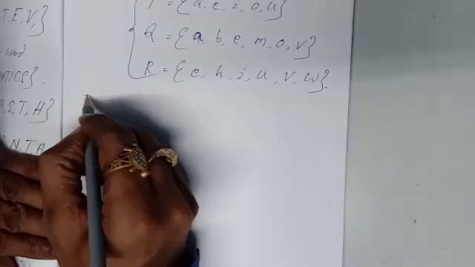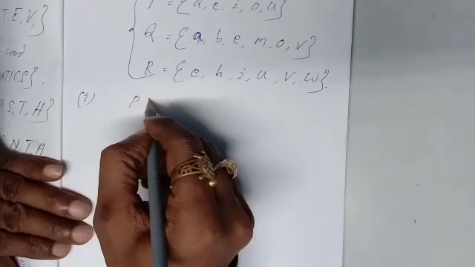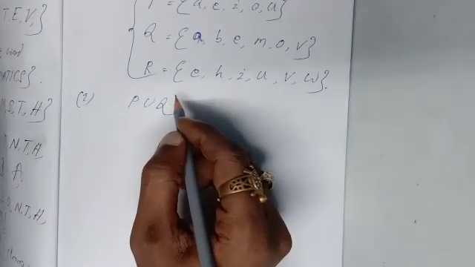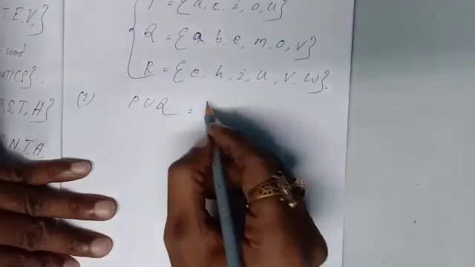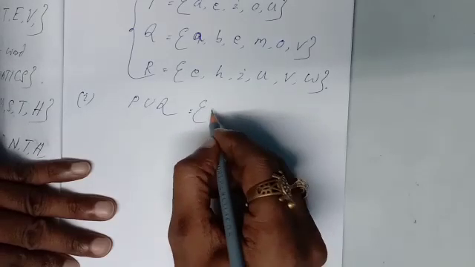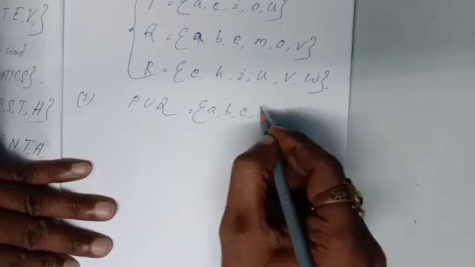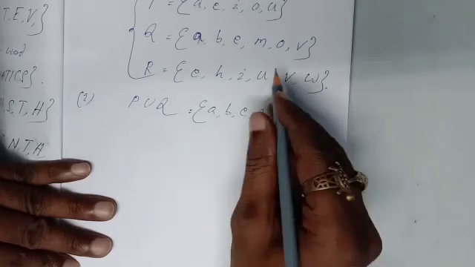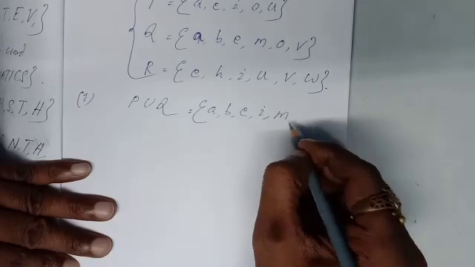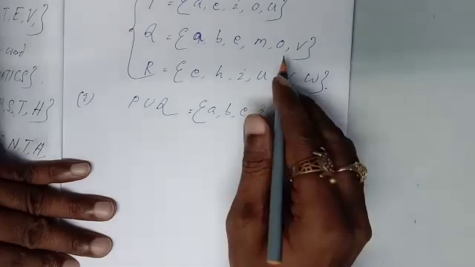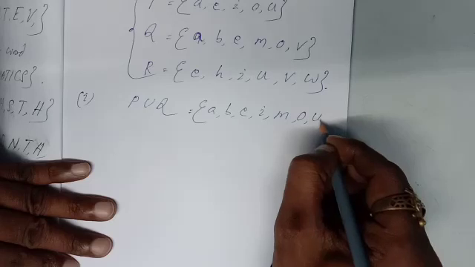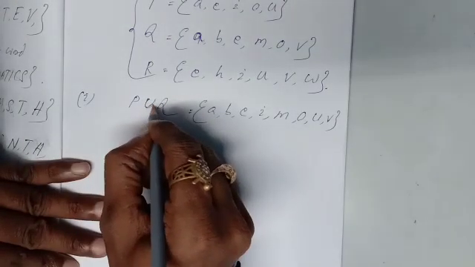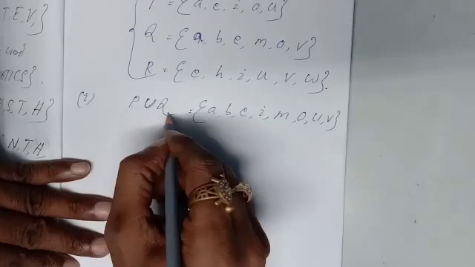You have to find out the first part, that is P union Q. P union Q means all the elements present in P and Q. So what are the elements present? Only write the answer, no repetition: A, B, E, I, M, O, U, and V. This is P union Q. Union means all the elements present in set P and set Q.